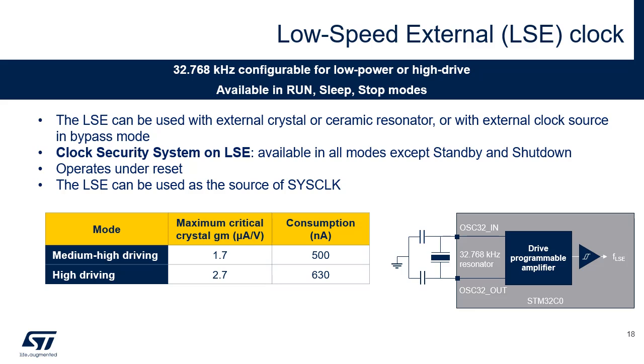The clock security system monitors the LSE for failures. If a failure occurs, the system switches the RTC clock to the LSI and automatically generates a non-maskable interrupt. The CSS is functional in all modes except shutdown and remains active during reset. The LSE can also be used as the source clock for SYSCLK.